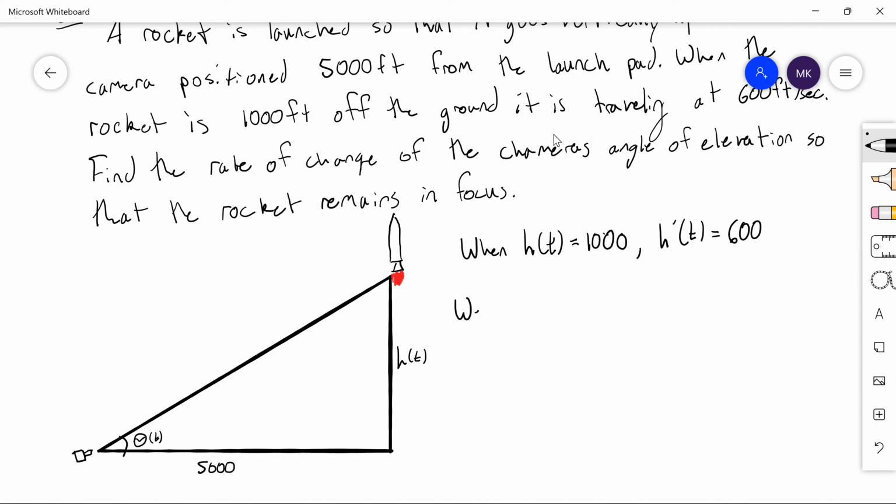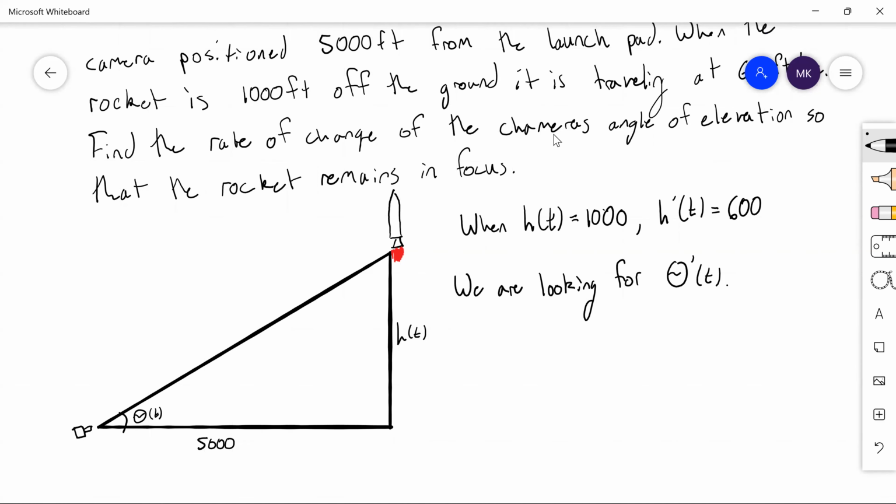What we're looking for is theta prime of t, the rate of change of the angle at some time. So we want to create a function that relates the height of the rocket and the angle of the camera, and then, if we can, solve it for either theta or h at least. That way we can use it to plug some things in.